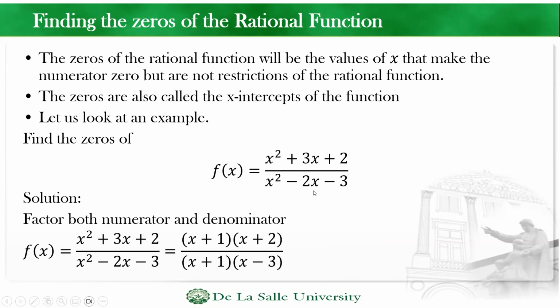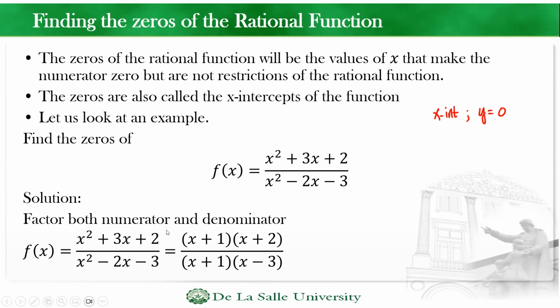So how do you solve for the x-intercept, di ba? X-intercept, when does this happen? Happens when y equals 0. So what we do here is we try to factor out. After we factor out, let's check the denominators. Will there be anything that cancels out?